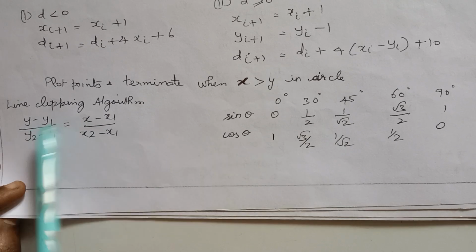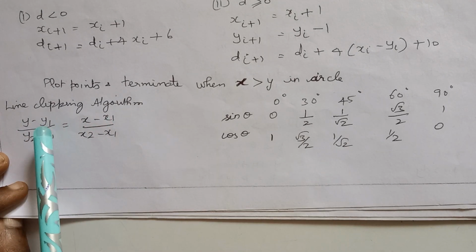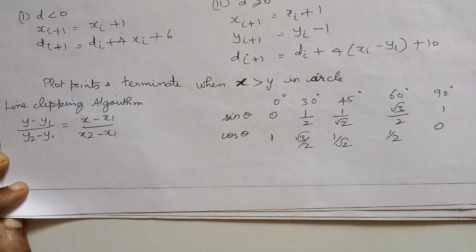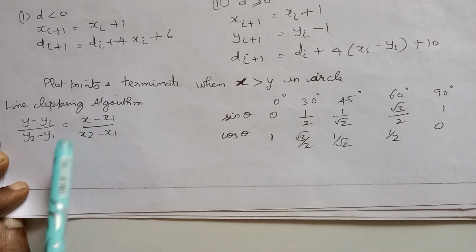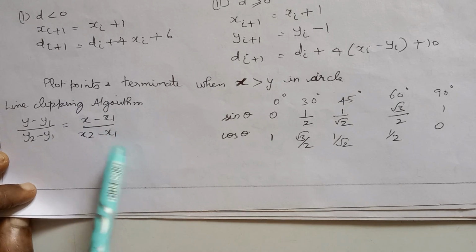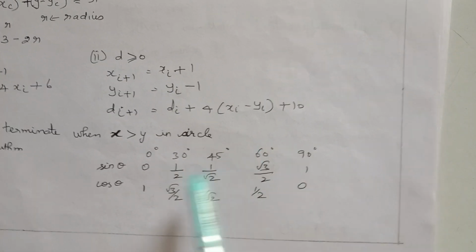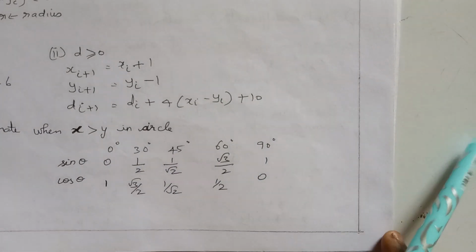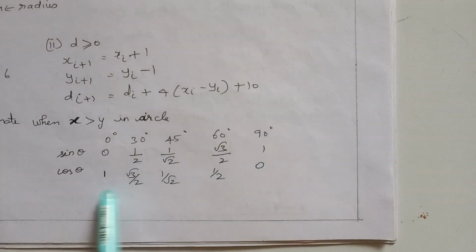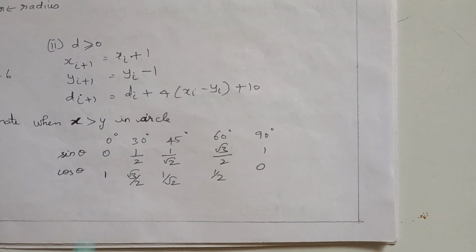Next, for the line clipping algorithm, you use this value to find the values of the other points in the window. So here you use (y minus y1) by (y2 minus y1) equal to (x minus x1) by (x2 minus x1). Here you also need to remember the values of sin theta and cos theta for the angles. I have shown them in this table, so it will be useful when you have to solve problems.